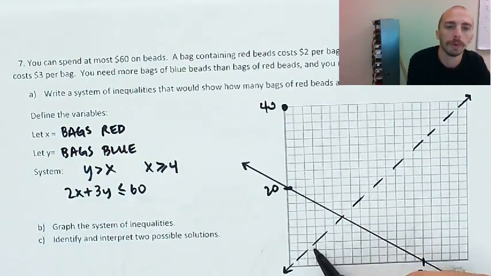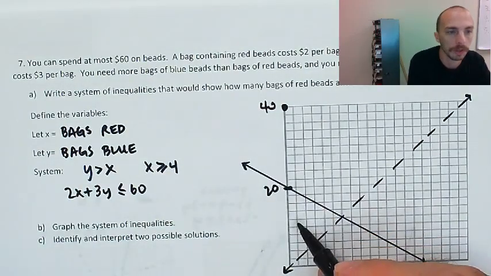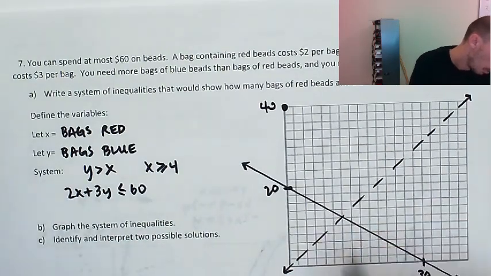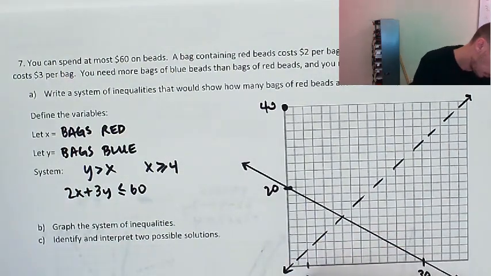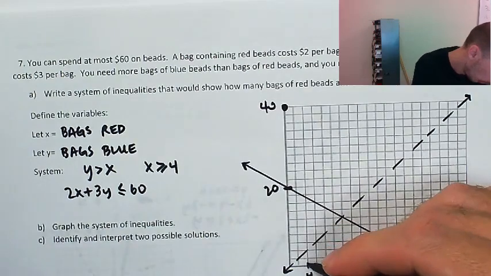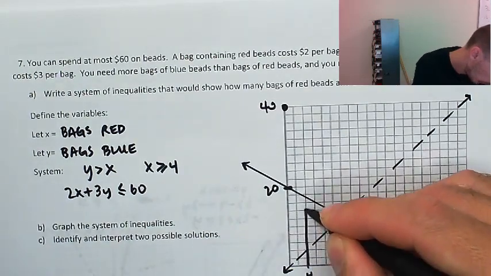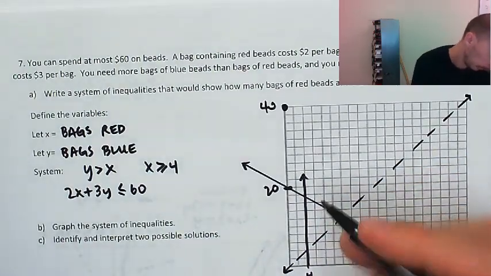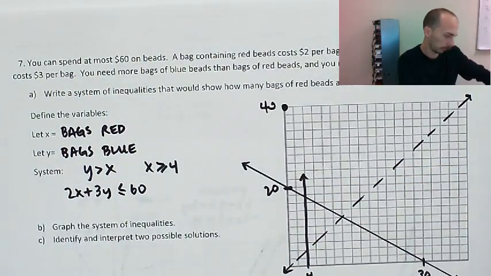Y greater than x is going to be up above this line. We're still below the solid line. And x needs to be greater than or equal to 4. We've got a scale of 2 going here, so that's going to be 4. X equals 4 is this whole line. So this is going to be my solution region over here.